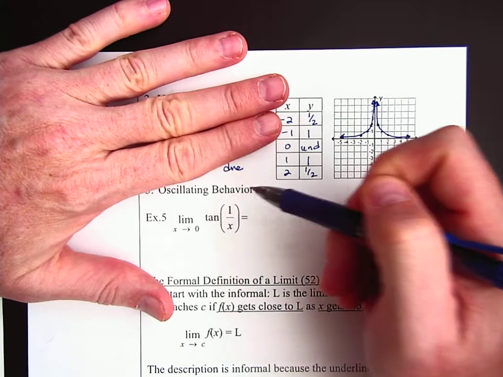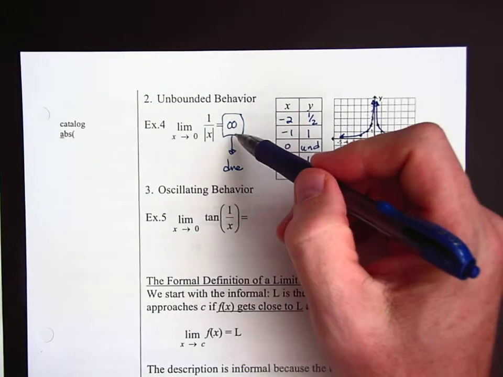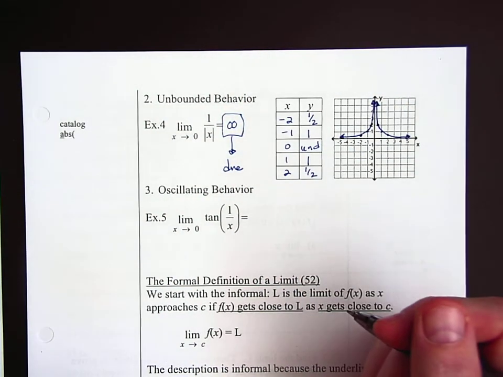If we say infinity, we know it does not exist. If we say it does not exist, we don't know why. But by saying infinity, we know, okay, because it's approaching infinity. So it's a little bit better.